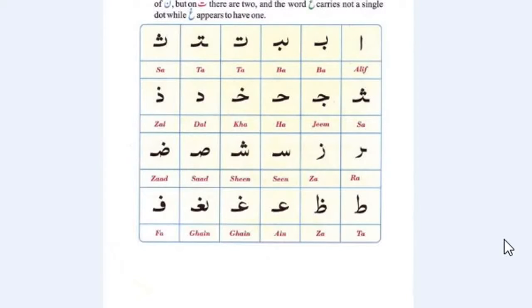This is our second chapter, The Changing Faces of Letters.